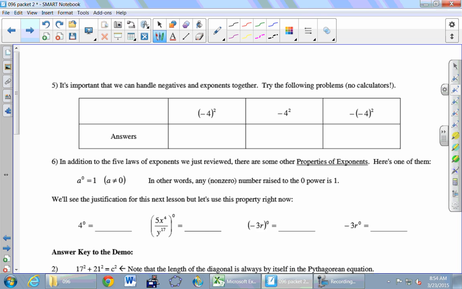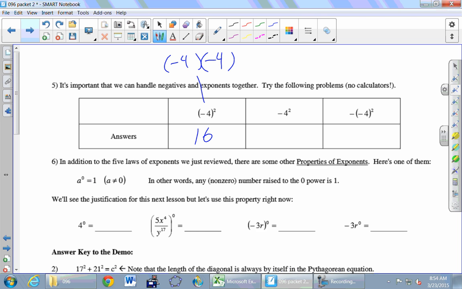Okay, so the first one, -4 squared. Second one, -4 squared. Third one, -4 squared. Again, there is only one right answer to each of these problems, and lots of ways to get them wrong. So the first one, -4 squared. That really means what? What times what? -4 times -4. Everyone agree? And what does that equal to? 16. The answer to this is 16, not -16.